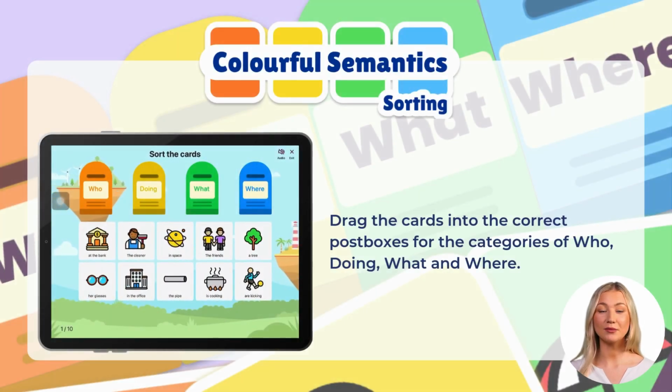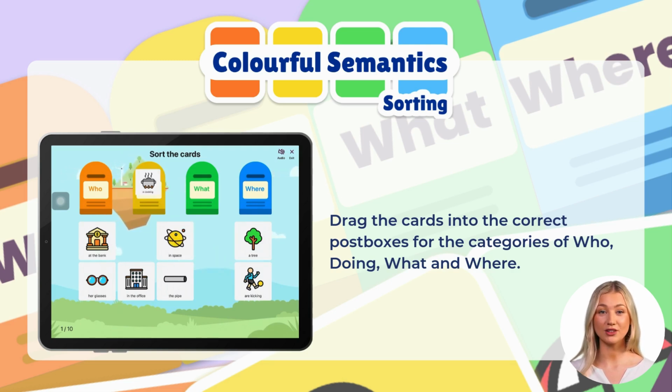Lastly, we have Colourful Semantics Sorting. In this activity, 4 color-coded postboxes are displayed on the screen, each one labeled with one of the categories: who, doing, what, and where. Below the postboxes are sets of symbol cards that need to be sorted into the correct boxes. The user can drag and drop the cards into the right categories, helping them understand the differences between various types of words.